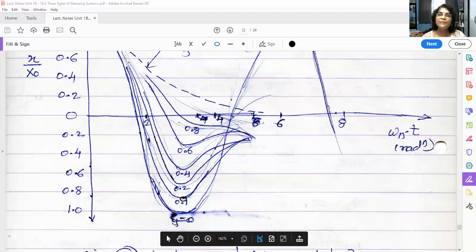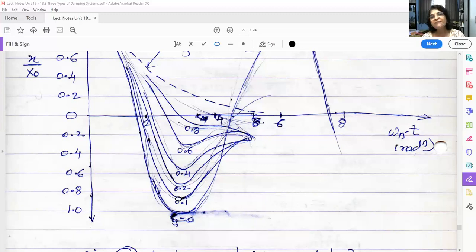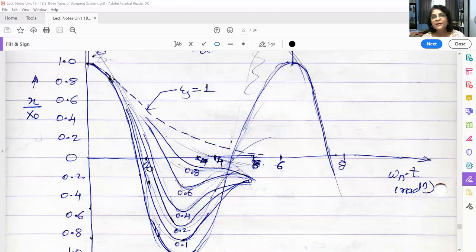So what will happen if we take zeta less than 1? That is a case of underdamped vibration. So how will the amplitude be reducing in each cycle? See from here. We have started from here. This is the distance xo.